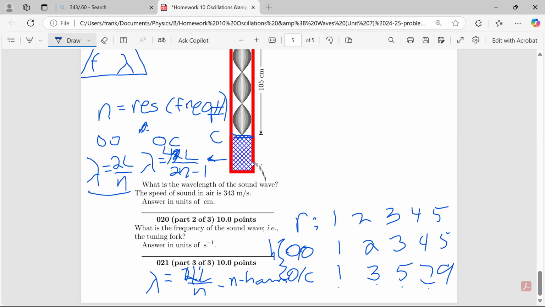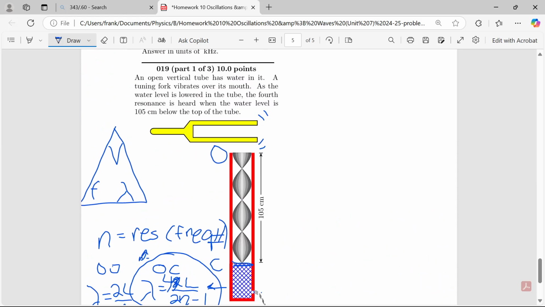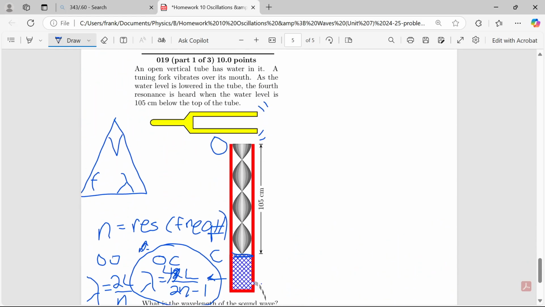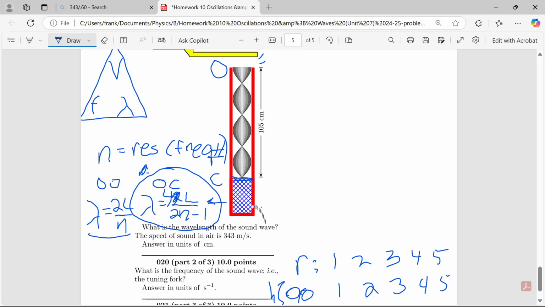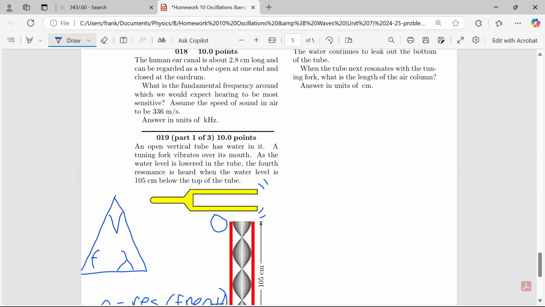So if you have the frequency number or the resonance, for open, open is always the same: 2L over N equals the wavelength. For open, closed, if you have the resonance, it's 4L over 2N minus 1. If you have the harmonic number, it's 4L over N is equal to the wavelength. I'm going to use this one because I don't want to have to think about the harmonics. It says the fourth resonance, so N is 4. I don't know why they don't do 2R minus 1 and in the other formula 4L over H, but I'm just writing it the way it's done.